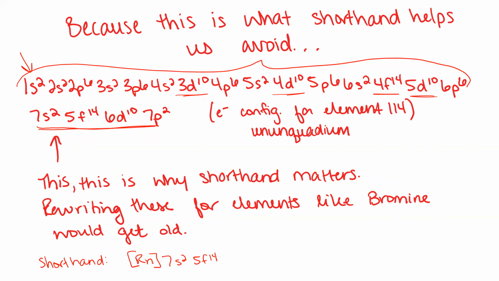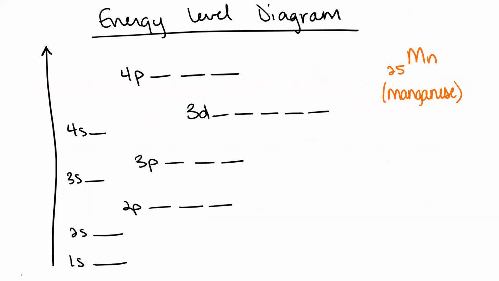If you have questions, ask Mrs. Merriam if you don't understand why we're going to do this. But we do 7s2, 5f14, and then we're going to go 6d, and it should be 6d10, 7p2. It's a heck of a lot shorter than doing this longhand. So remember, shorthand is very important.